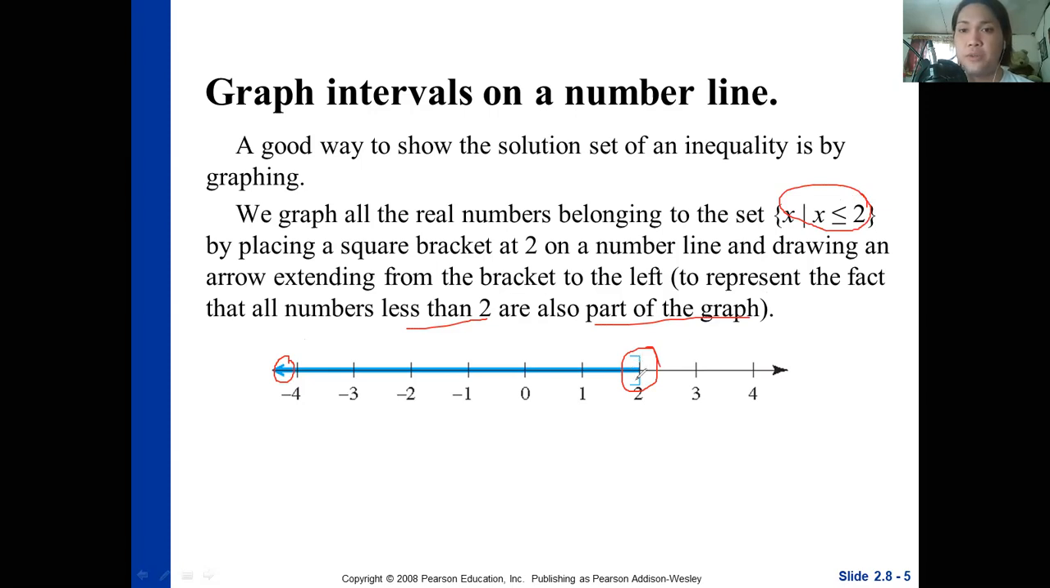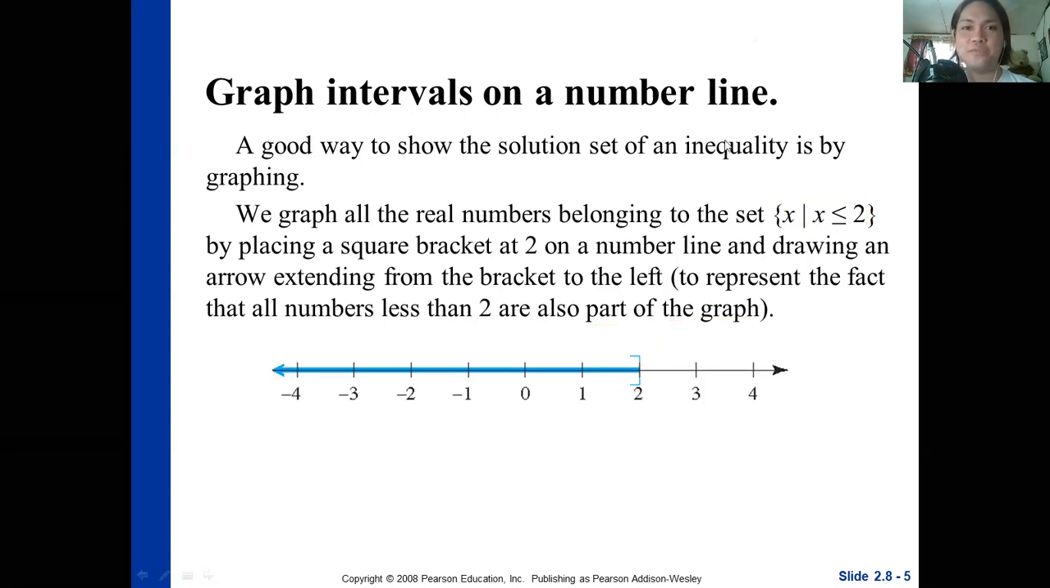So plot the 2. Since we use less than or equal to, you may use the bracket or the closed ball or circle. As you wish, you can use the bracket or the closed circle, it's up to you. And the arrow is going to the left since it shows that it goes to negative infinity. So from 2, which is included, to negative infinity. That's how we do it.